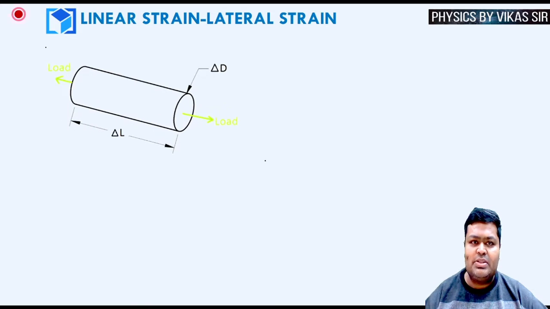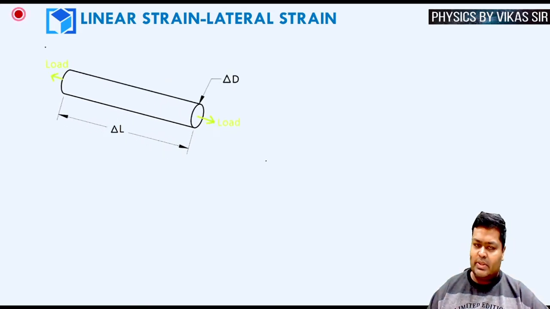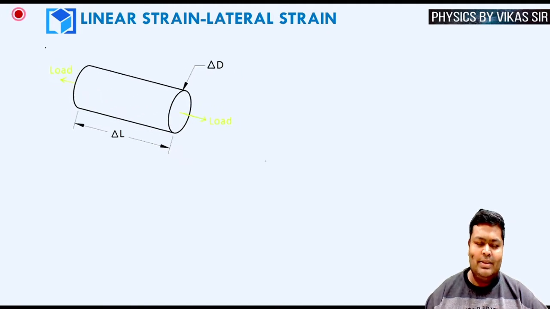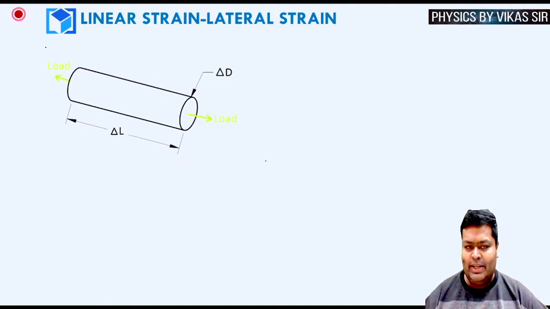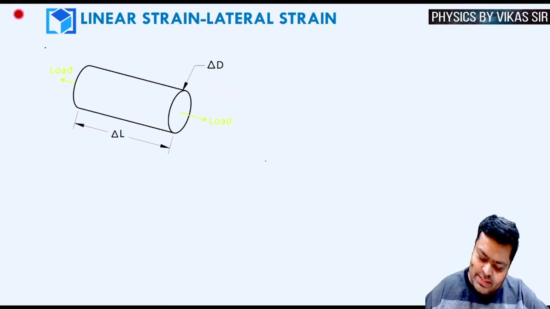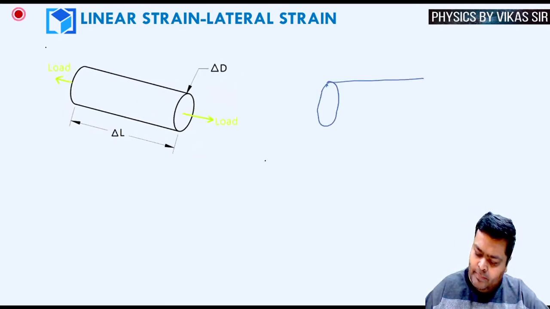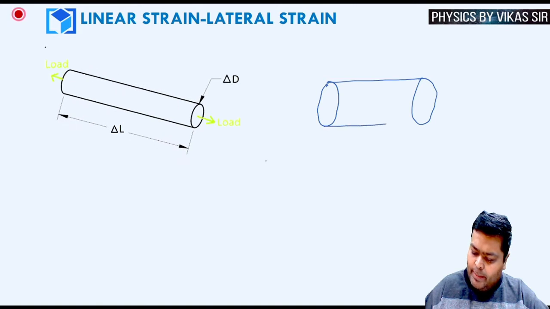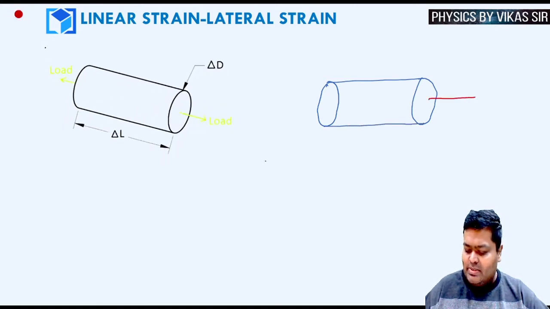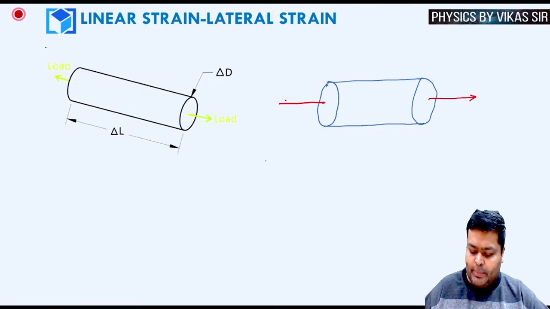which is known as lateral strain. And what is a lateral strain? As you can see in the animation, when you're applying the load, you can see that the diameter of that particular material is subjected to a change. So let's say this was a material which was applied with normal stress like this. Now, as a result, what happened?